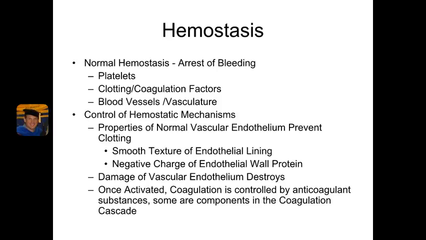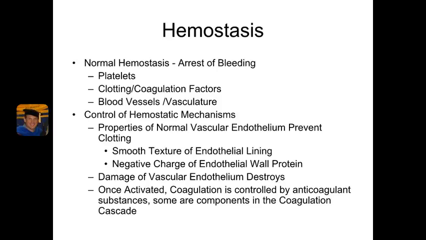A normal blood vessel actually has properties that prevent clotting. There's a smooth texture of the endothelial lining of the blood vessels, and there's a negative charge on the endothelial wall proteins. What that's going to do is push platelets and clotting factors away from the edge of the blood vessel toward the center.